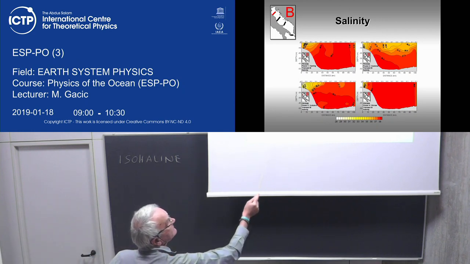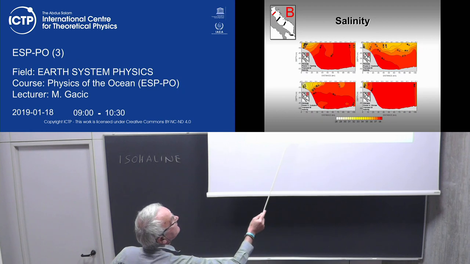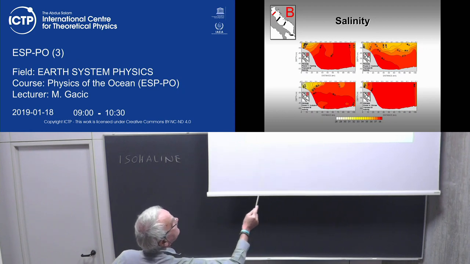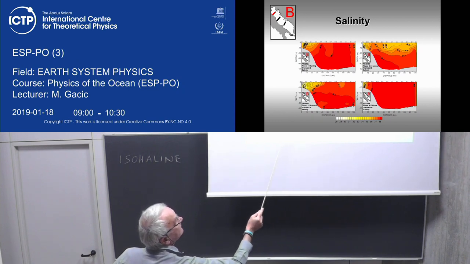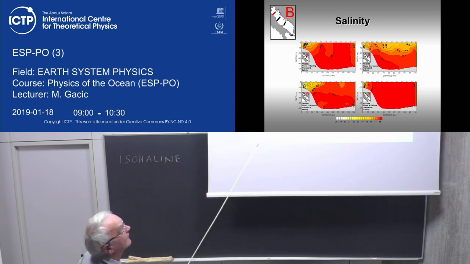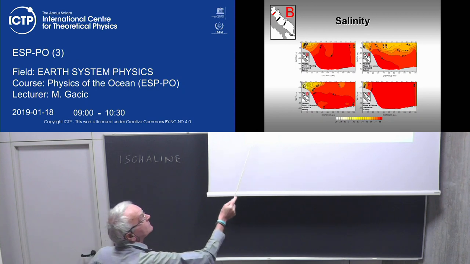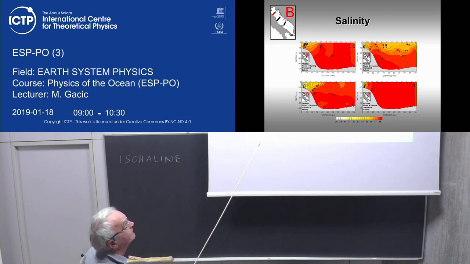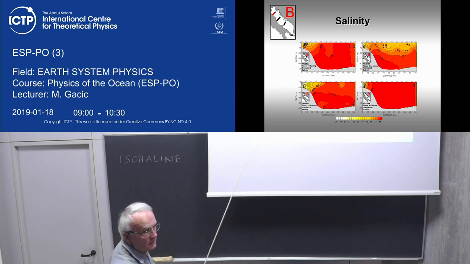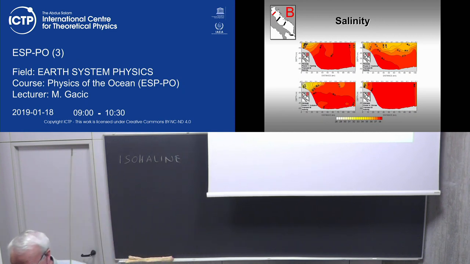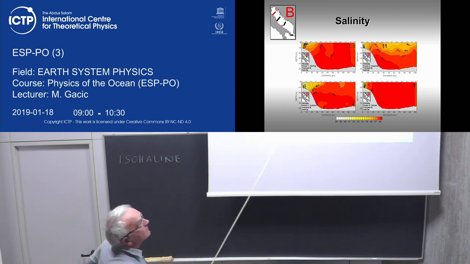And in the spring season, you can see that there is a slight stratification in salinity, not very important, and then there is this strong plume, we call it the plume of the fresh water coming from the river.